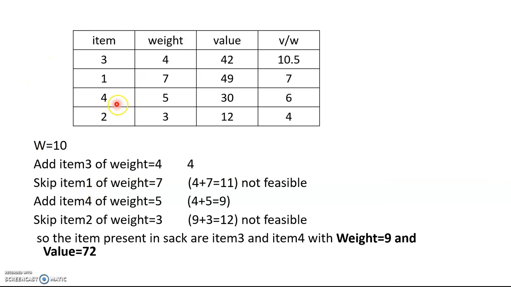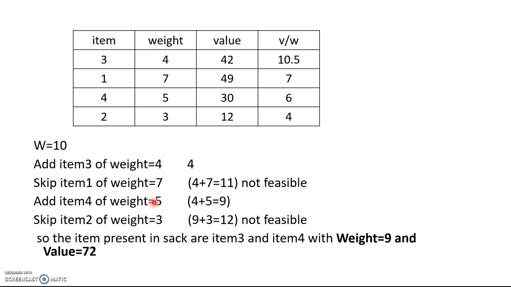Next I choose the next item, item 4. Now I am trying to add item 4 into my sack, and its weight is 5. Already inside my sack there is item 3 with weight 4. Adding these two weights gives a total weight of 9, which satisfies my constraint, as it is less than my sack capacity 10. So I simply put item 4 inside the sack.